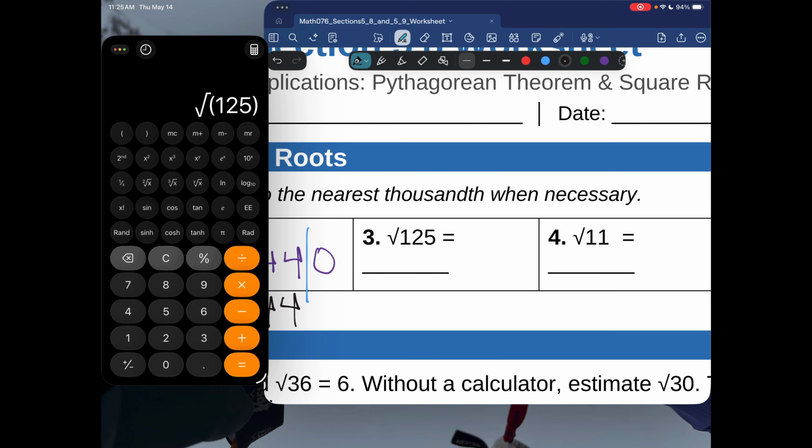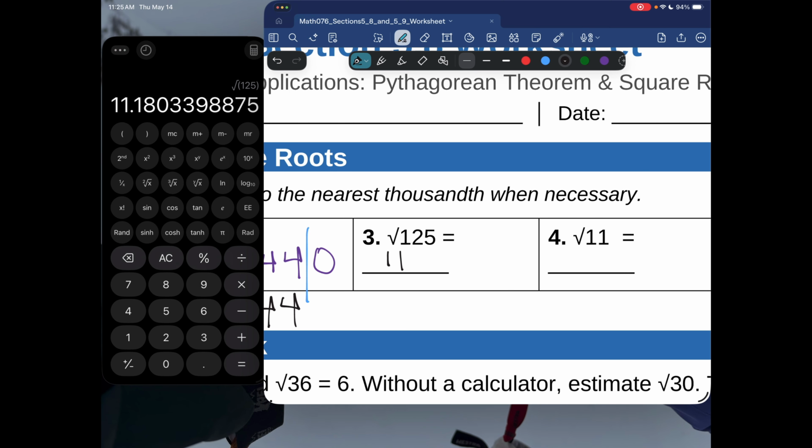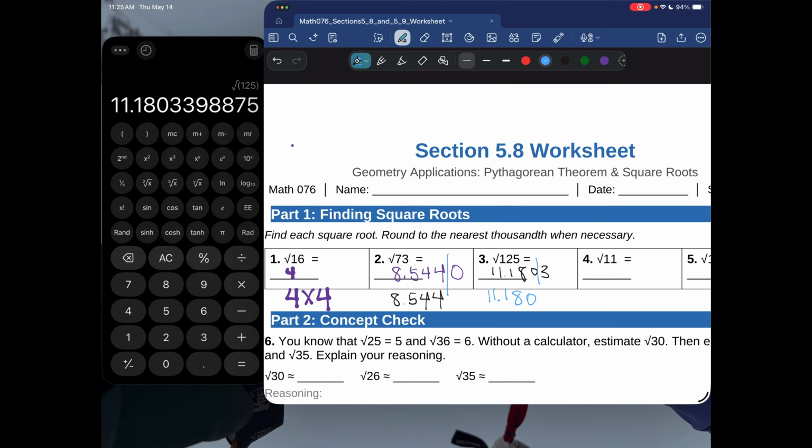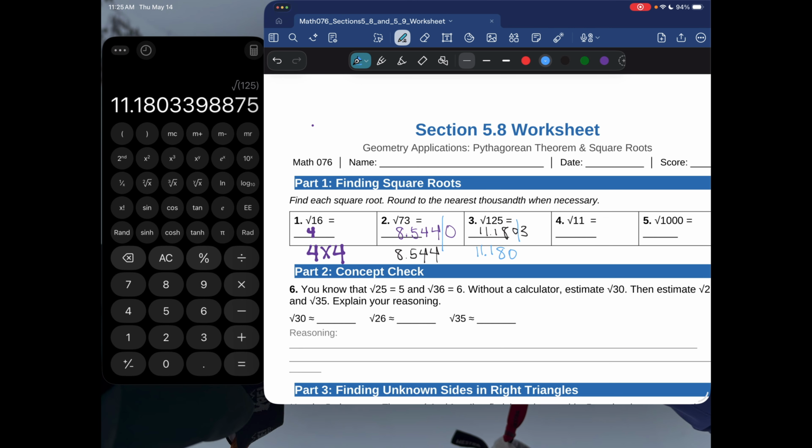125 square root, and I get 11.1803. So again, I'm going to draw my line right after my thousands. So I've got tens, hundreds, thousands. So I'm going to draw my line right here. I'm going to round down because 3 is a round down. So I have 11.180. Awesome. And I'm going to leave number 4 and 5 for you to try on your own.